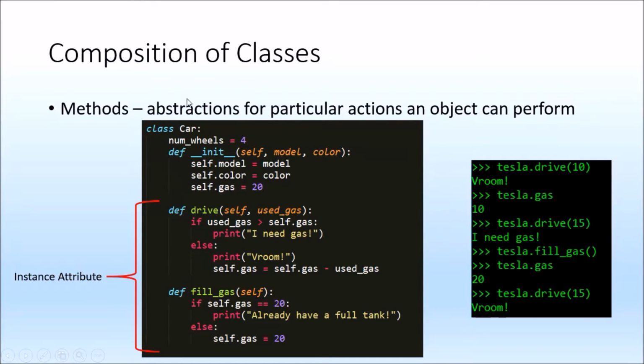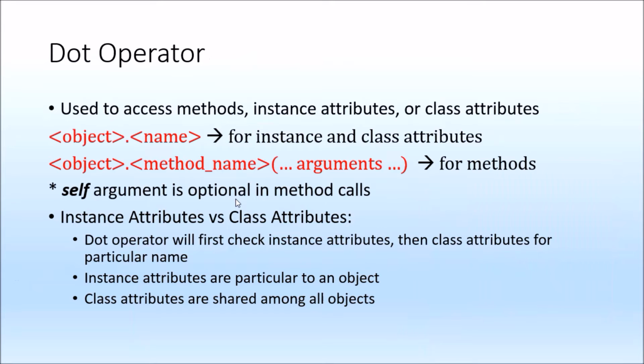Whenever we use methods, we always have a reference to self, because we're usually referencing the particular object's notion of what its properties are. So if a Tesla drives for a long time, it should know that it has lost a lot of gas. But if a BMW just drove, it should know that it has a full tank. That's the entire idea with that.